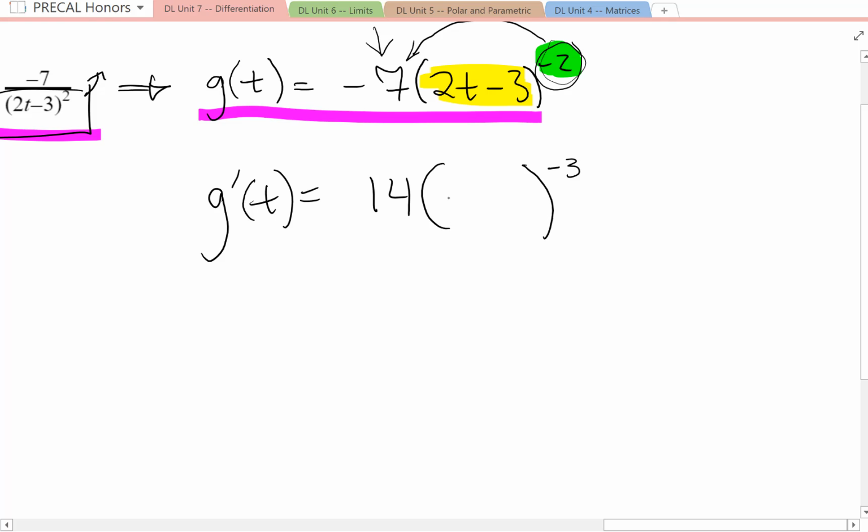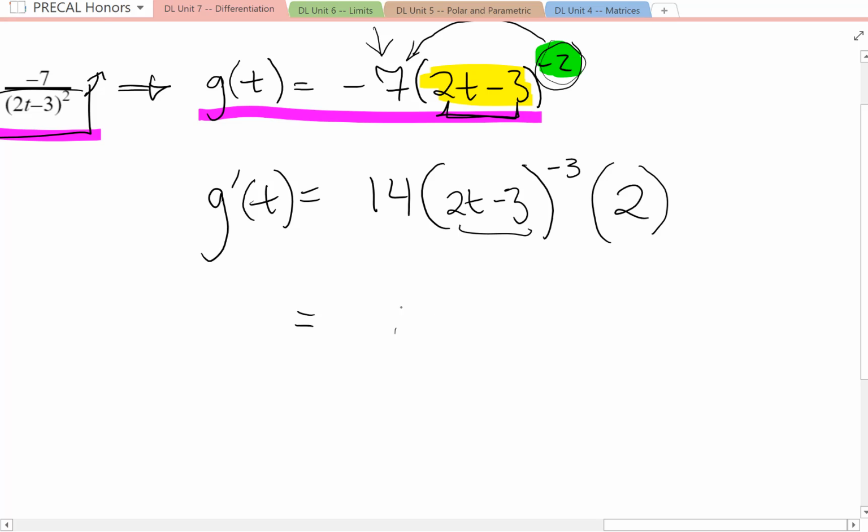Now I'll put (2t minus 3) to the -3, the derivative of the outside times the inside, times the derivative of the inside. Now, can you do this in your head? The derivative of 2t minus 3? The derivative of 2t minus 3 is actually 2. Okay, so continue to simplify.